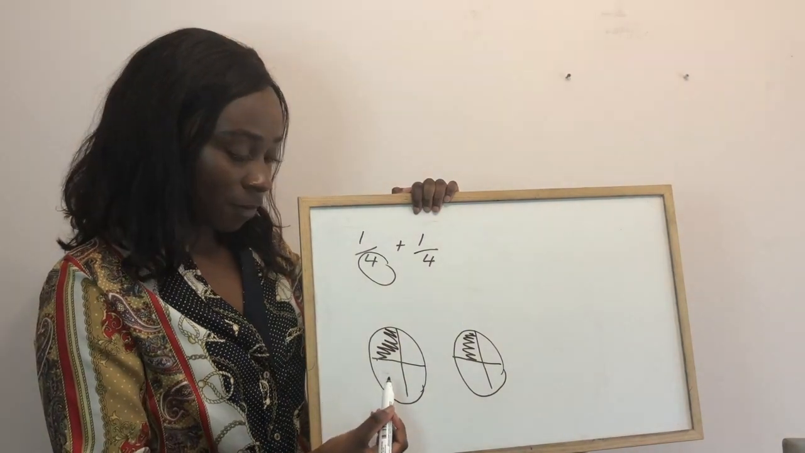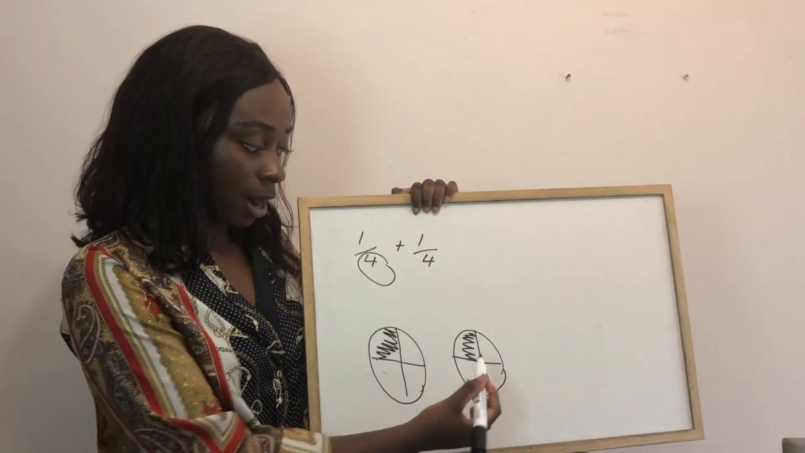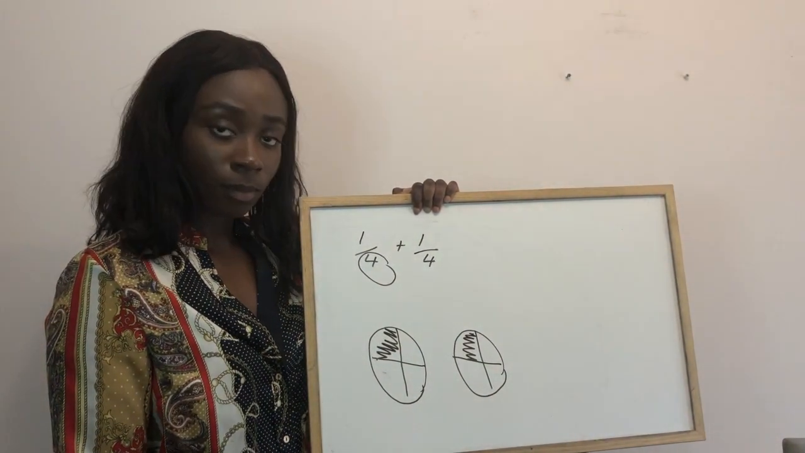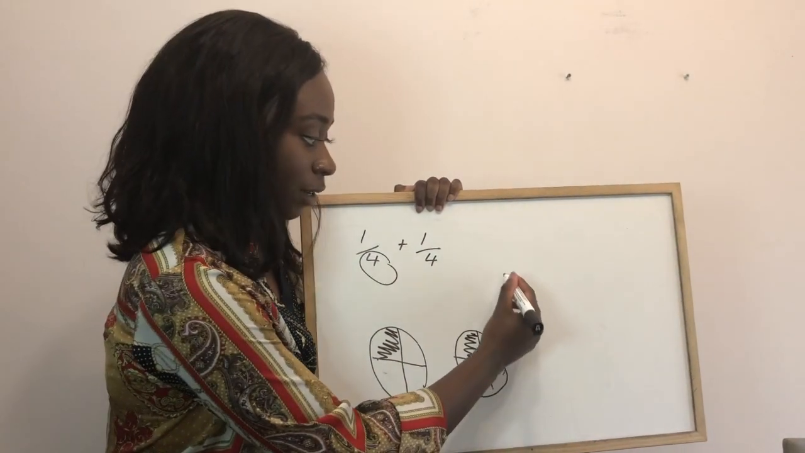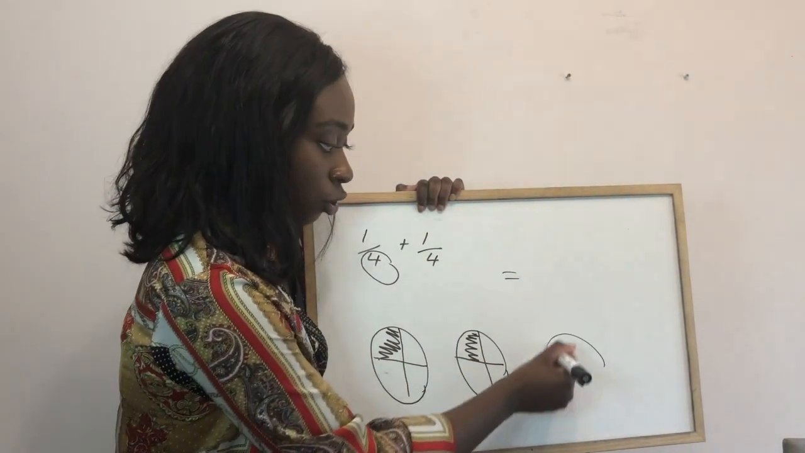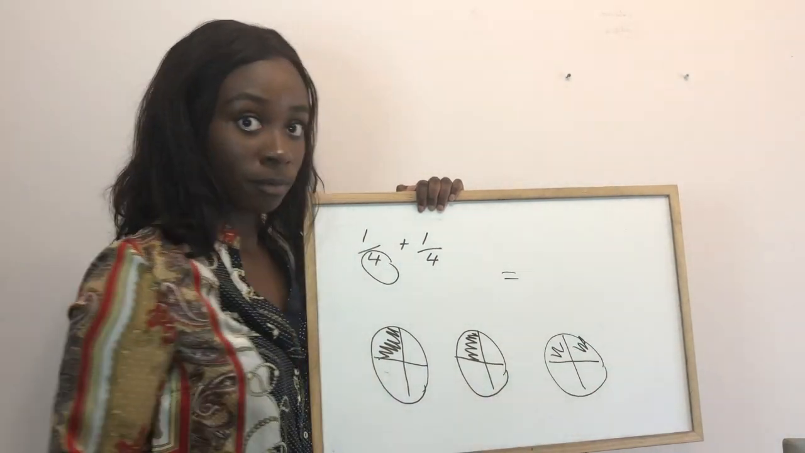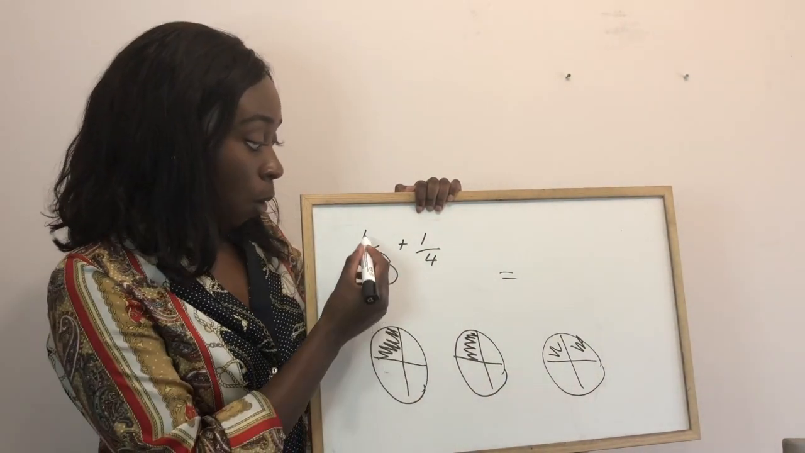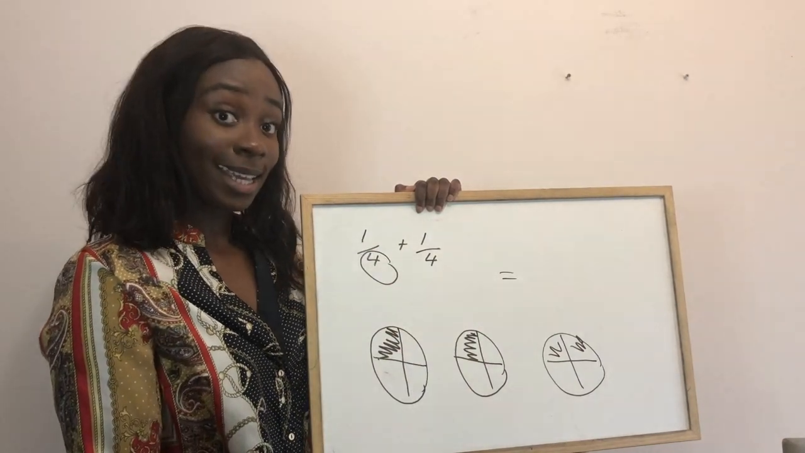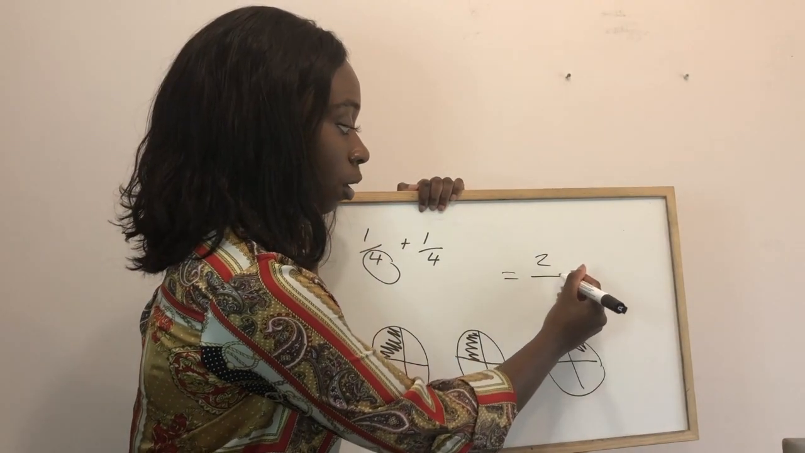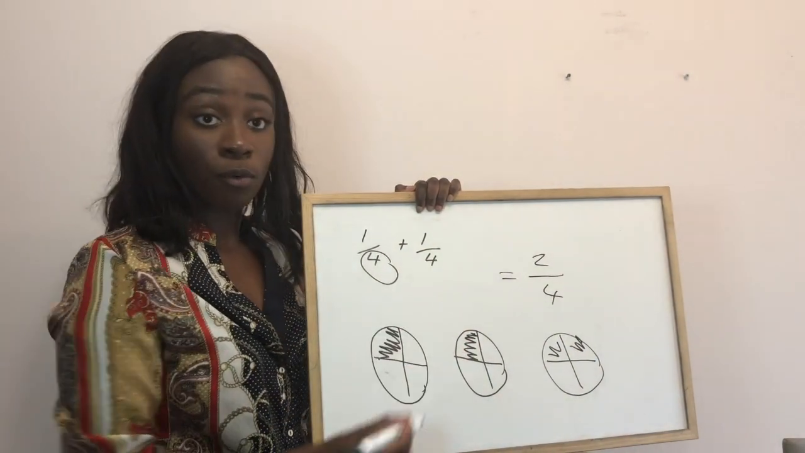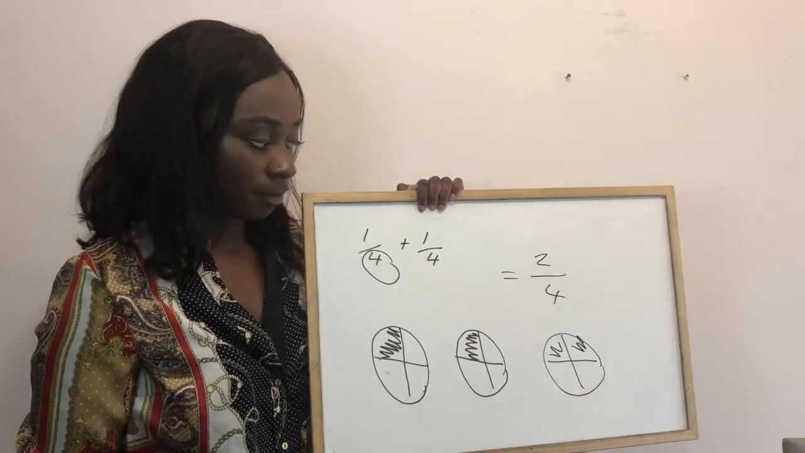So if you have a quarter of a pancake and another quarter of a pancake, what does that equal? That's going to equal 2 out of 4. So then your answer for 1 over 4 add 1 over 4 is 2 over 4. And 1 over 4 is also known as a quarter.